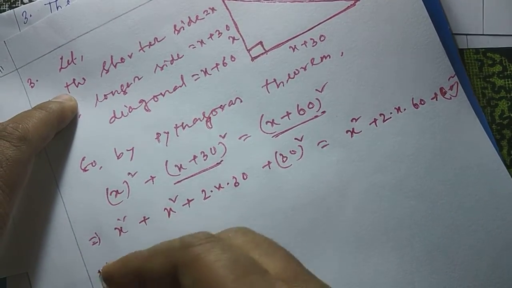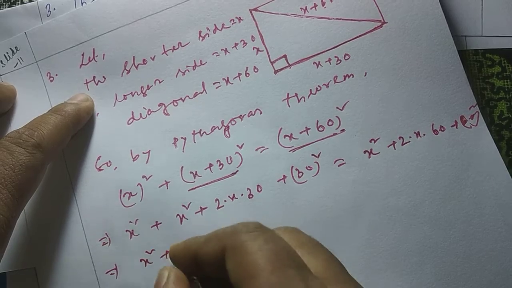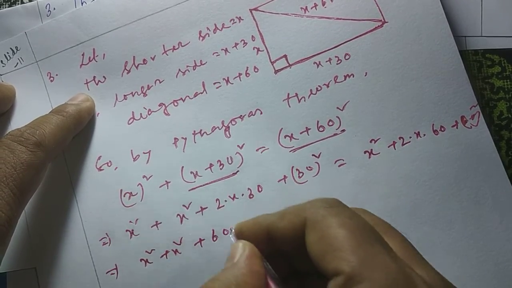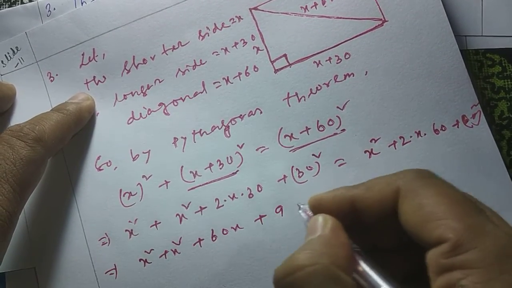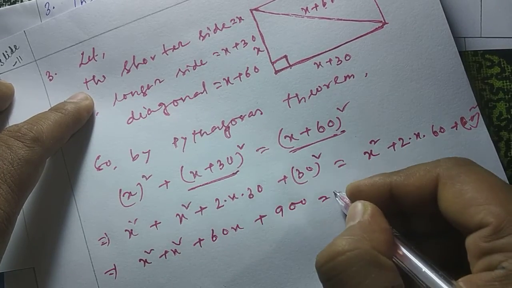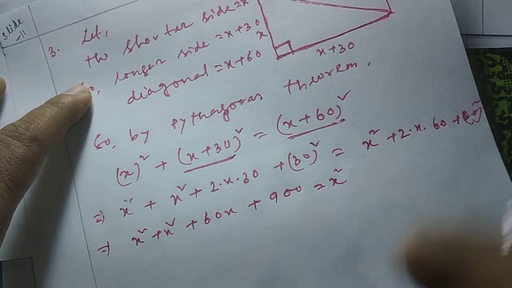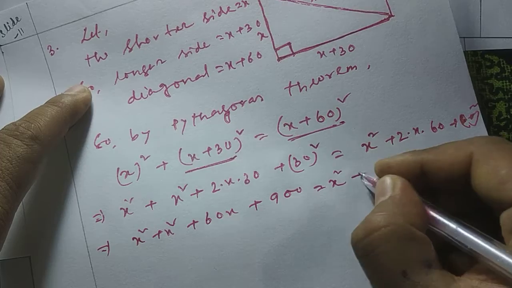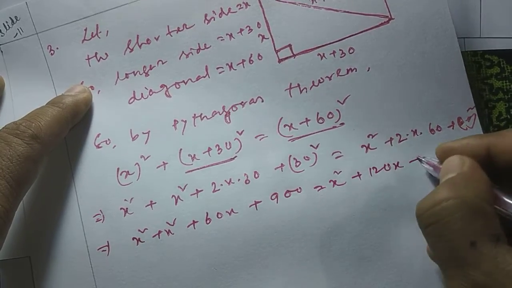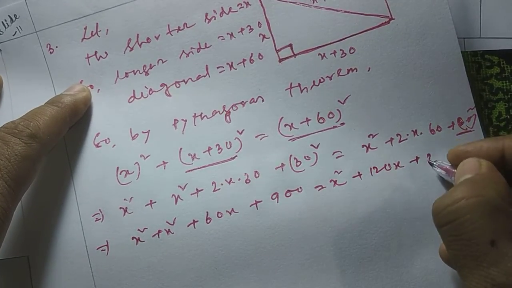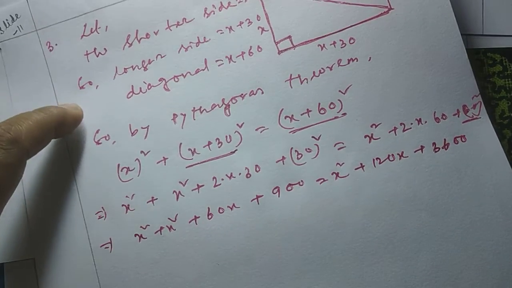Now it becomes x square plus 60x plus 30 whole square, means 900. On the right hand side it will be x square plus 120x and 60 whole square, means 3600. Correct?